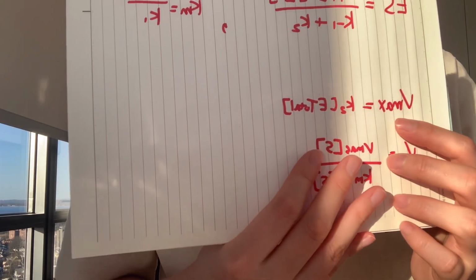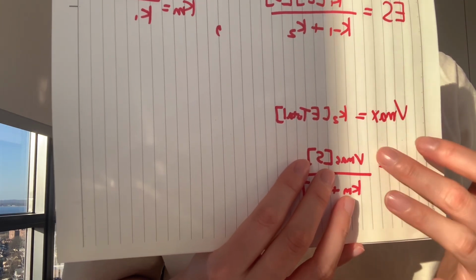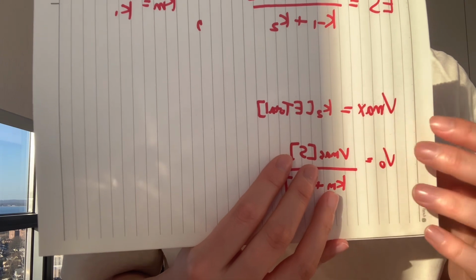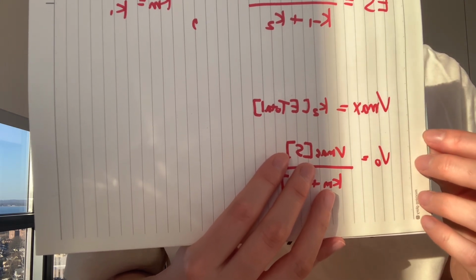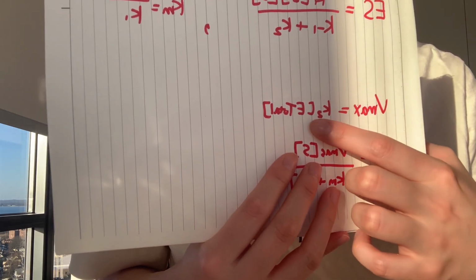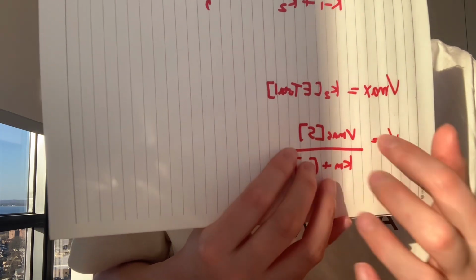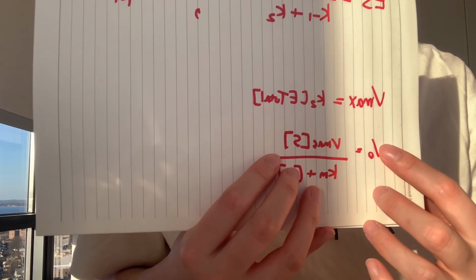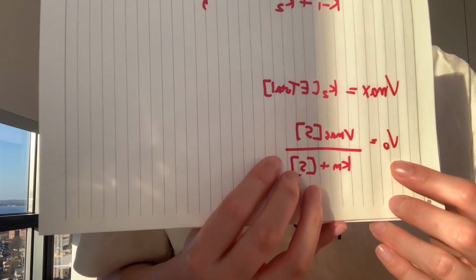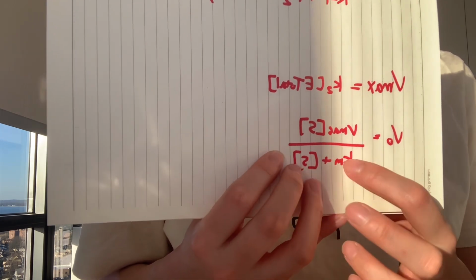Step 4, defining Vmax. The maximum velocity Vmax occurs when all enzyme molecules are bound to substrate and the reaction is proceeding at its fastest possible rate. Mathematically, Vmax is defined as k2 [E total], where [E total] is the total enzyme concentration. Combining all we discussed, we arrive at the Michaelis-Menten equation. The initial reaction rate V0 is given by V0 equals Vmax [S] divided by (Km plus [S]).